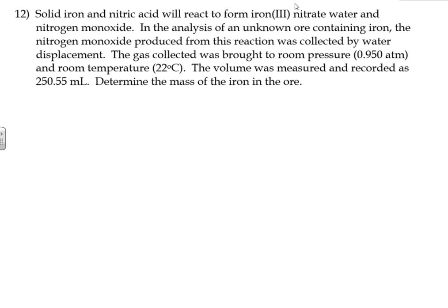we're told that iron and nitric acid will form iron 3 nitrate, water, and nitrogen monoxide. And then you've got this unknown ore that contains iron, and so you want to analyze it. So let's draw a picture of that ore. So here's the ore, and somewhere in that ore we've got iron. All right, some part of that ore has iron in it, and we want to find out how much iron was in that ore. So what we're going to do then is put that whole sample of ore into nitric acid, and then the iron will react as described in the first sentence there.